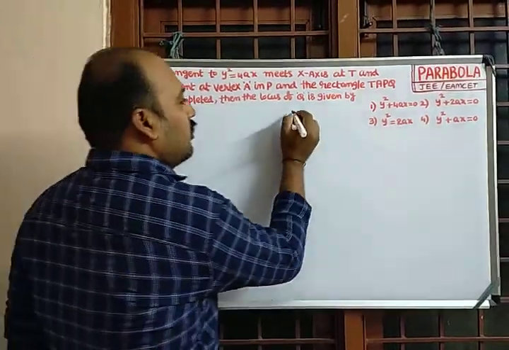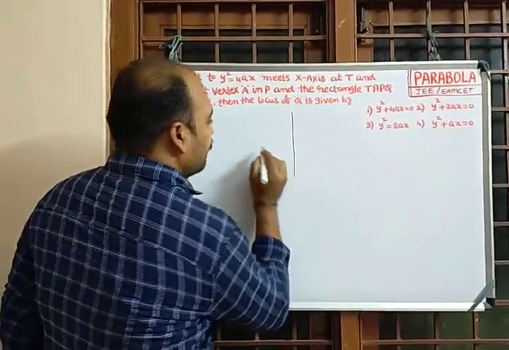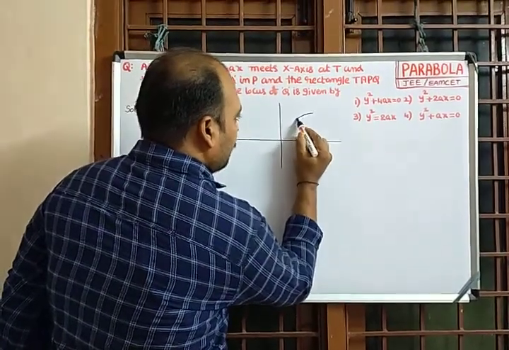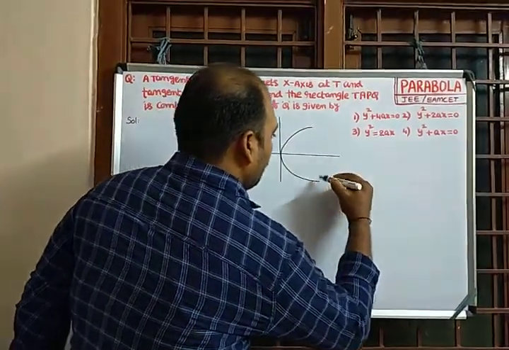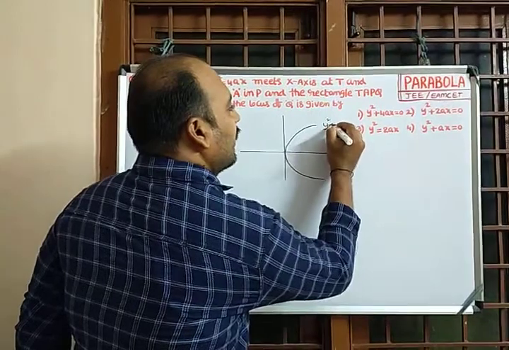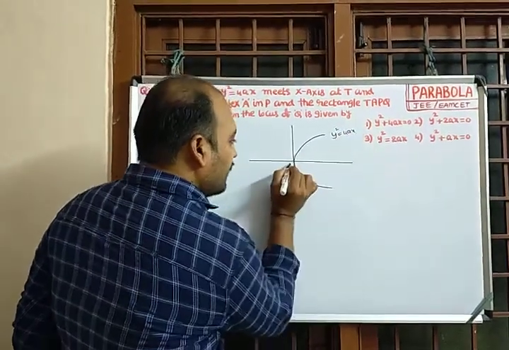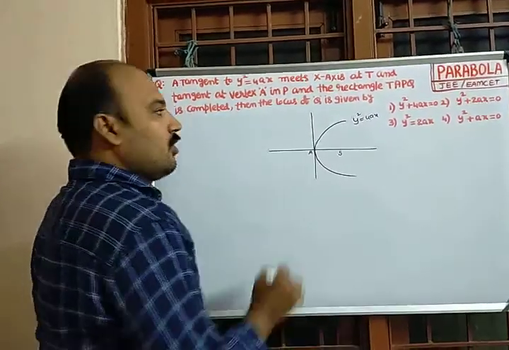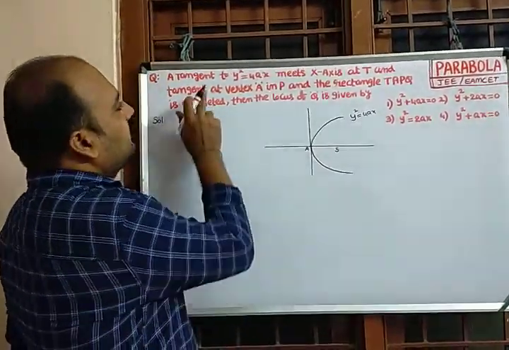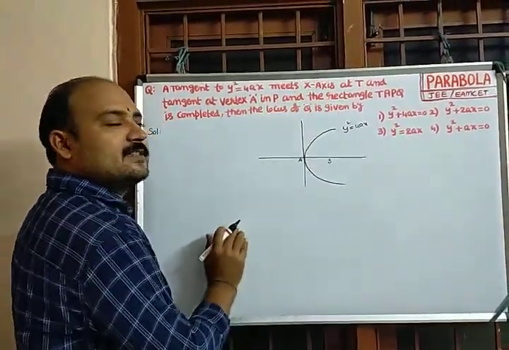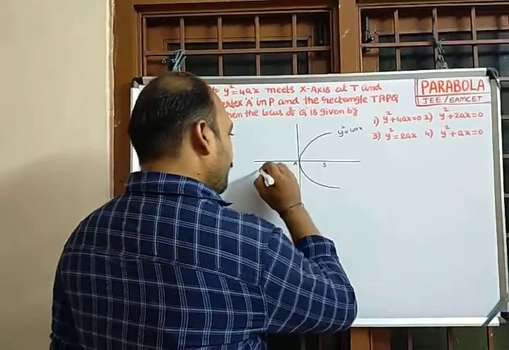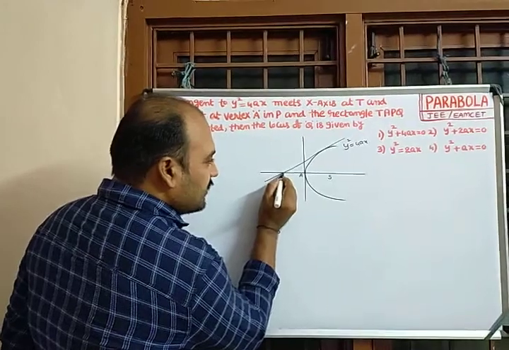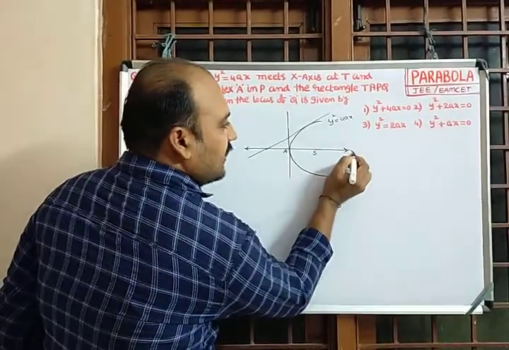First, you have to draw the parabola diagram. Y square equal to 4x. This is the vertex of the parabola. This is the focus. After that, the tangent to the parabola meets x-axis at T. So, this is the tangent equation which meets x-axis. This is the axis of the parabola.